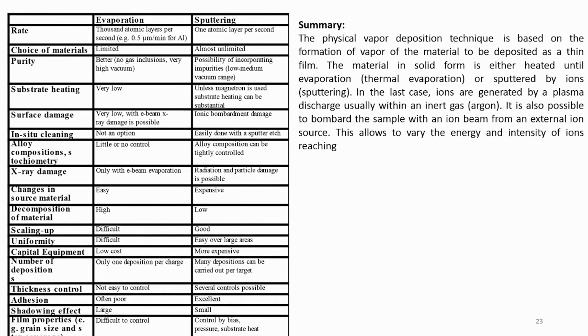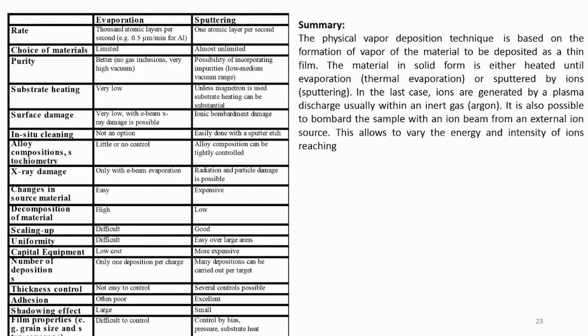Scaling of the system is good in sputtering, while in evaporation it is difficult. Uniformity is also better in sputtering. When we talk about large area, capital equipment is more expensive, and sputtering is more expensive than evaporation. Many depositions can be carried out per target, while only one deposition is possible per charge. Thickness control is possible in sputtering, with several controls available, while in evaporation it is not easy.